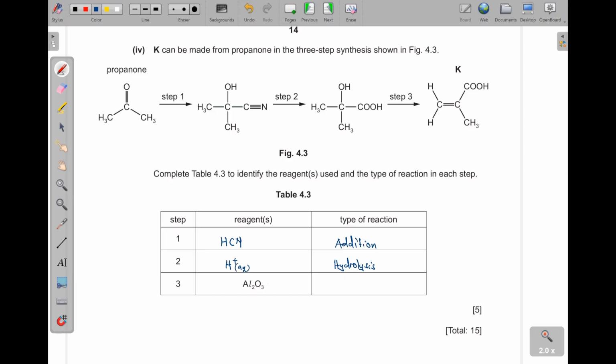Okay, then aluminium oxide here. Yes, like I said, it can give us the alkene when you react it with an alcohol. So this one here is an elimination reaction. Elimination. Or if you don't say elimination, you can say dehydration, because they remove water from there. Dehydration reaction. So this has been it for this paper.